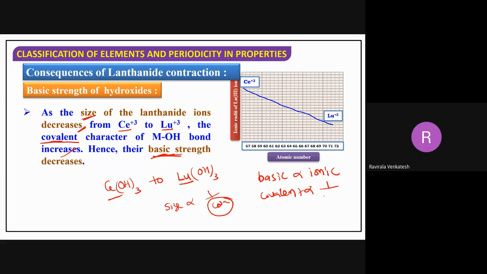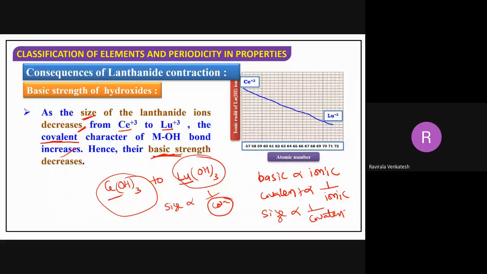and inversely proportional to covalent character and size, isn't it? This is about basic strength. So size is decreasing, ionic character is decreasing. When ionic character is decreasing, basic strength is decreasing. Now, cerium hydroxide and lutetium hydroxide, which is having more basic character?